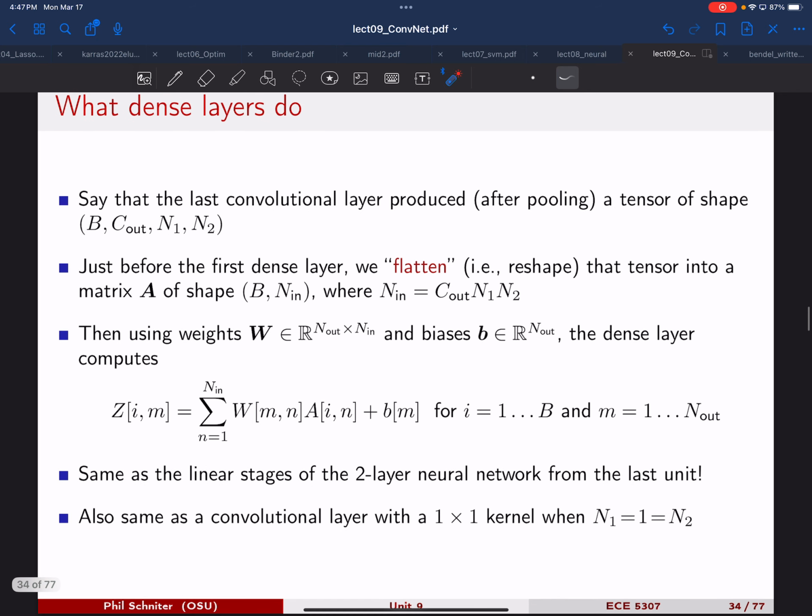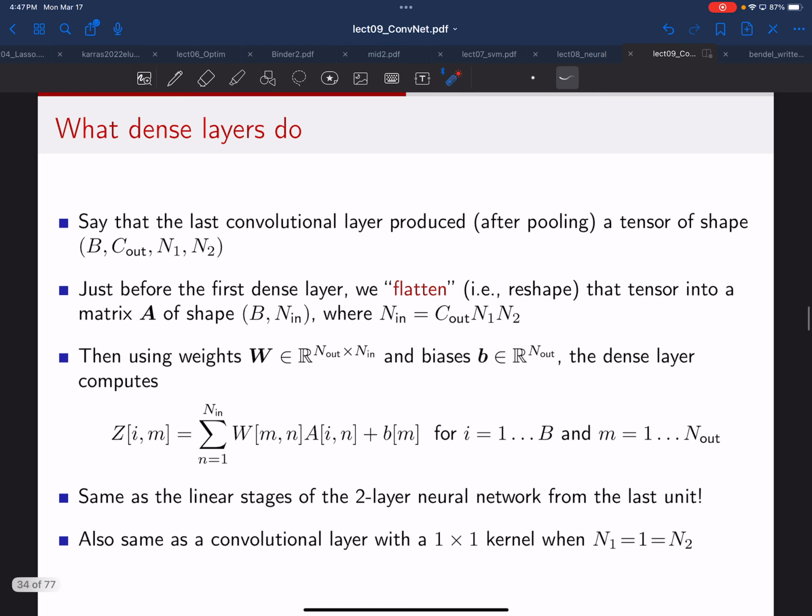Good. And dense layers. Dense layers are basically familiar to us because this is exactly what we used for multi-layer perceptrons. The only thing is to discuss some details. So let's say that the last convolutional layer, after we're done pooling, gave us a tensor of this size. So we have B items in our batch, C out channels, N1 by N2 pixels.